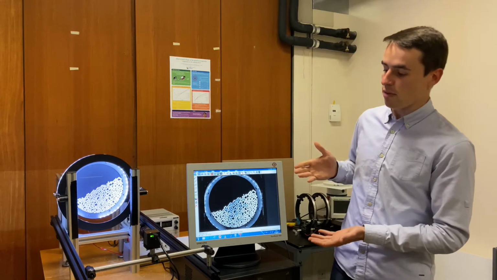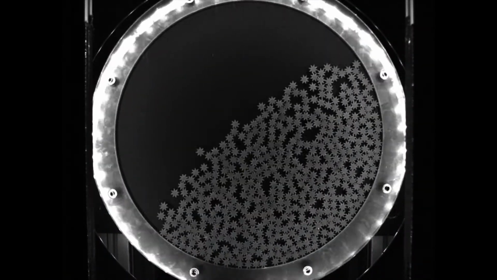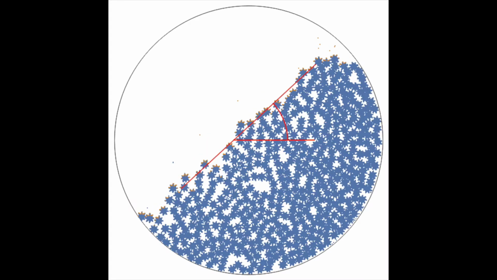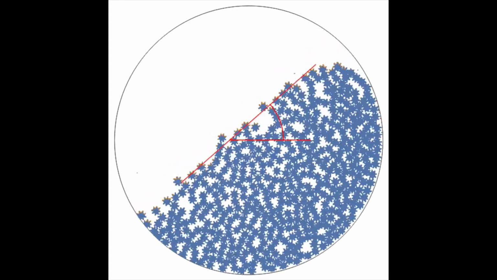We captured the motion of each type of grains inside the rotating drum for various rotation speeds. Then we analyzed the images in order to extract the dynamic angle of repose as well as the dilatancy of the granular bed in motion.